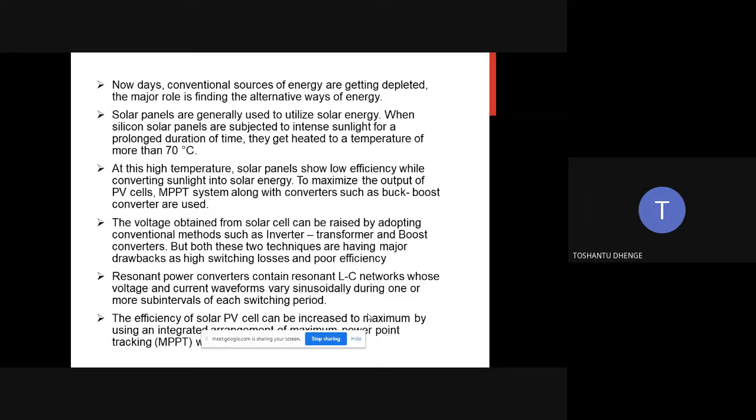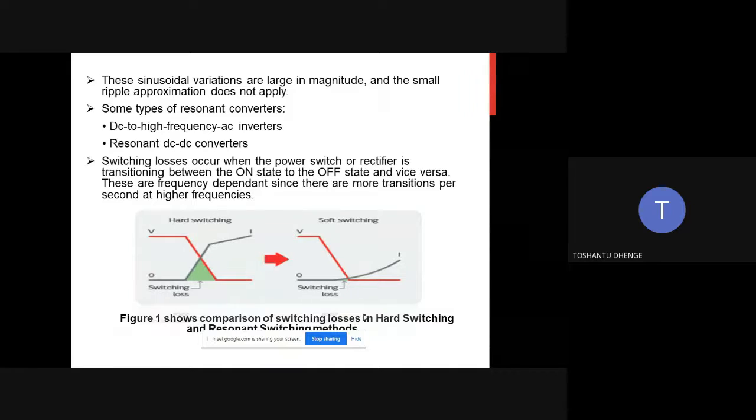The voltage procured by the panels can be improved by adopting methods such as inverters, transformers, boost converters, but they have a few setbacks too. They have setbacks like high switching losses and poor efficiency, and to overcome these problems, resonant converters can be used where resonant tanks are used to create sinusoidal voltage and current waveforms. It consists of a network of inductors and capacitors which are tuned to resonate at a specific frequency and have a wide range of operation. So in this paper, we have emphasized the reduction of switching losses which occur during the transitioning period of the power switch.